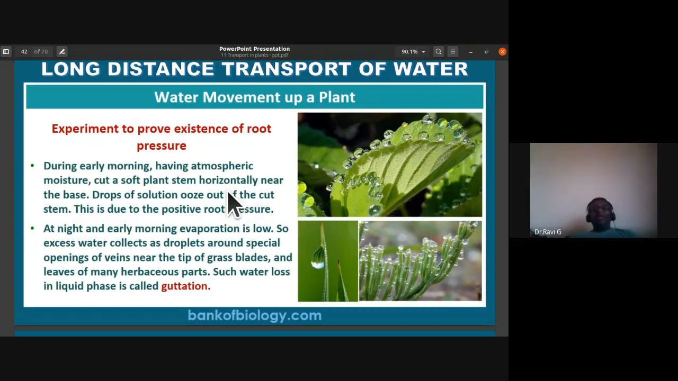At night and early morning, evaporation is low, so the excess water collects as droplets around the special openings of veins near the tip of the leaf blades. What you consider to be morning dew is not morning dew, it is guttation.